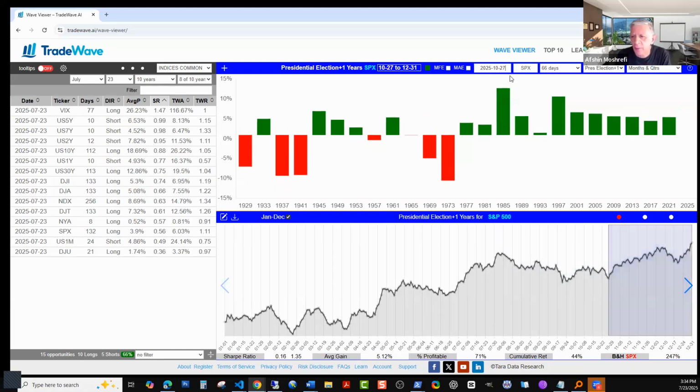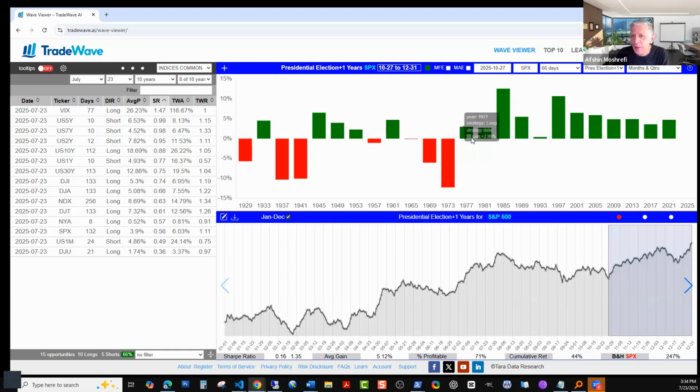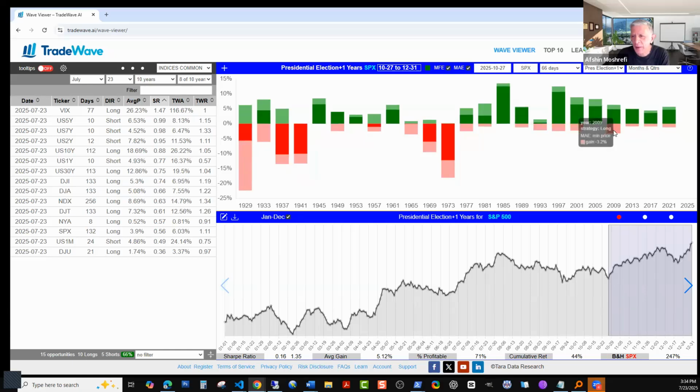This is not working perfectly. There. Look at this. From 27th of October until the end of the year, it's been positive since 1977, 100% of the years. Even the year that had the least was an extra 1% up, but pretty flat. What was the drawdown? Biggest drawdown was 3% in 2009.